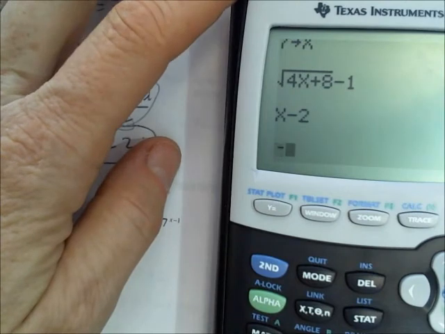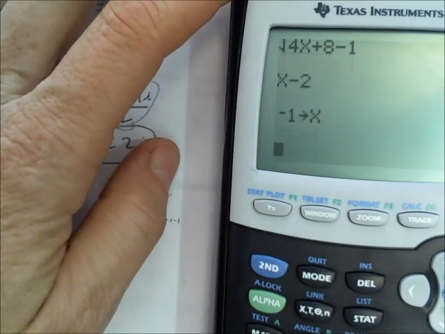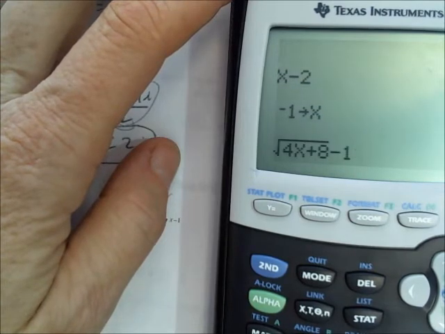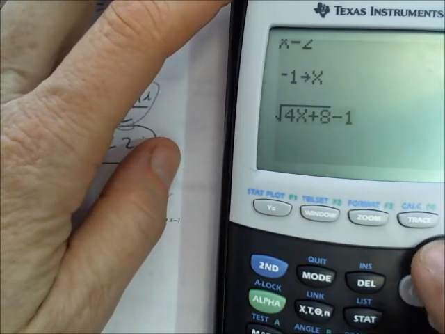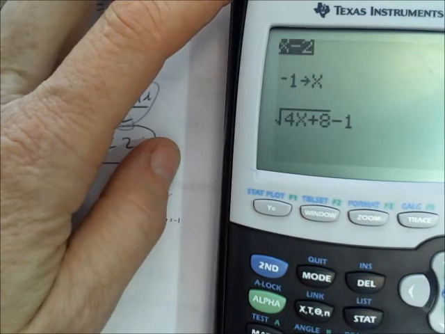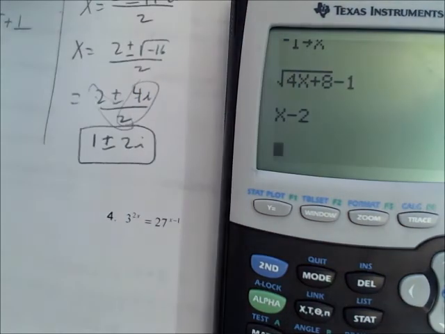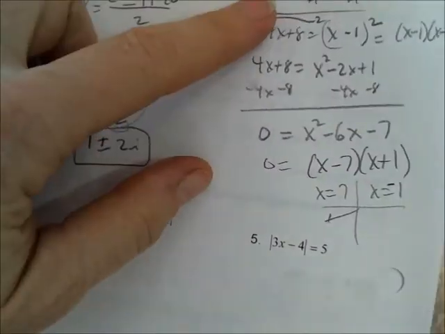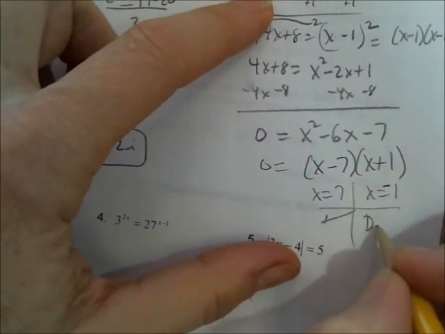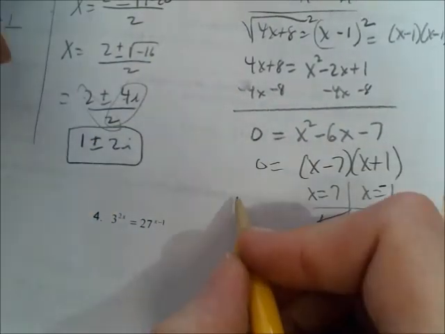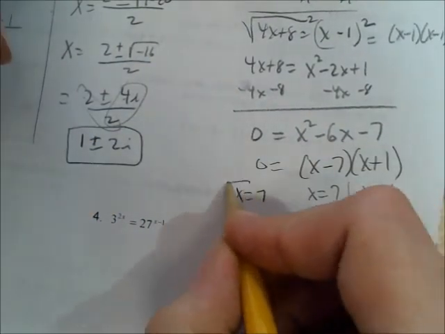And I'm going to store negative 1 into x and see if that works. And then x minus 2. The left side equals 1, the right side equals negative 3. So that does not check. So x equals negative 1 does not check. So there's only one answer to this question, number 2. x equals 7.